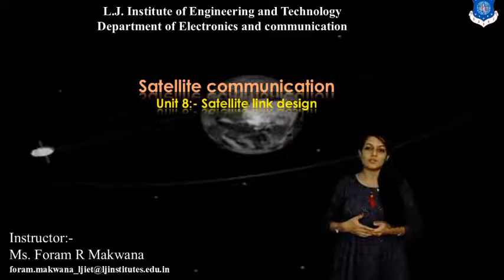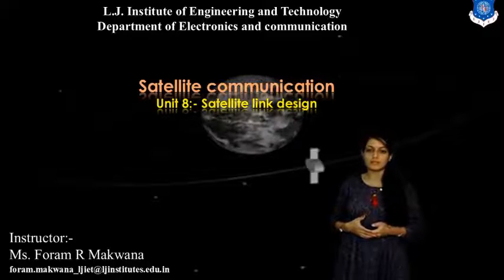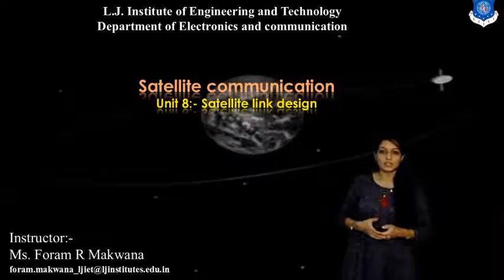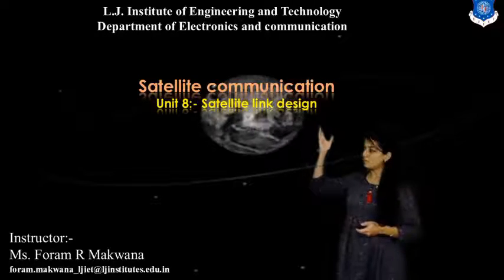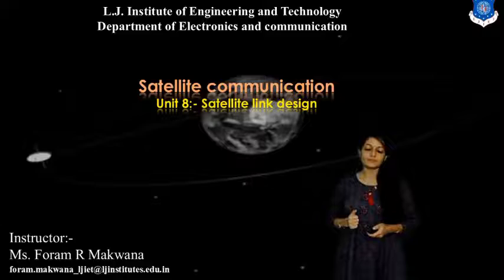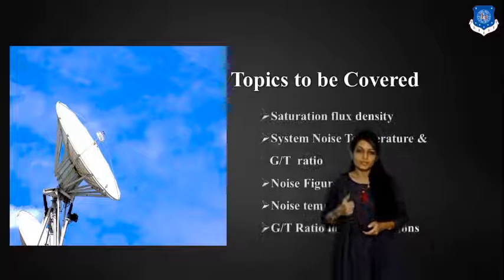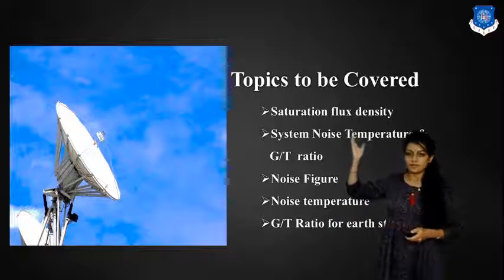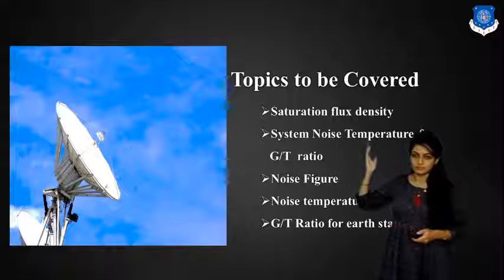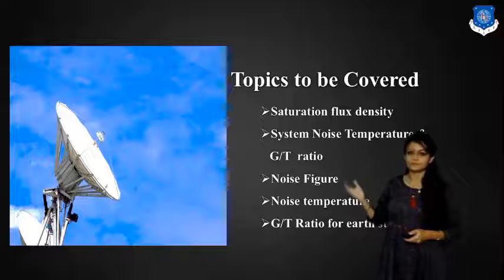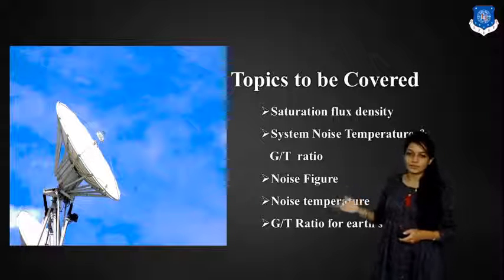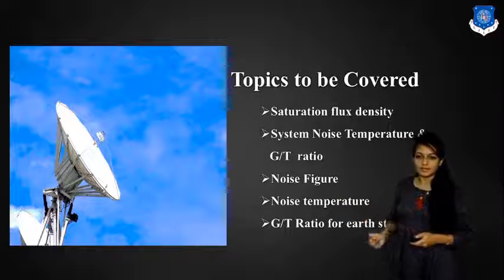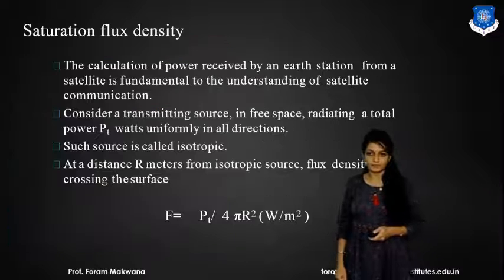In the last session we finished chapter number 7, that is the Earth segment. In today's session we are going to start chapter number 8, that is satellite link design. In this session we are going to cover saturation flux density, what we mean by system noise temperature and G by T ratio, what noise figure and noise temperature are, and the G by T ratio for the Earth station.